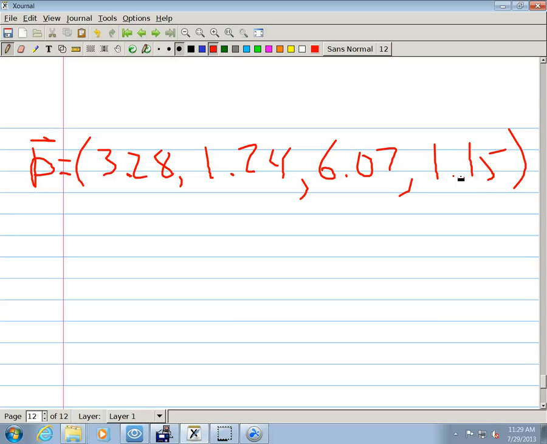Population of Maine. All right, let's say that's right. So this is Connecticut. This is Maine. This is New Hampshire. This is Rhode Island. So this particular vector represents a whole bunch of populations.